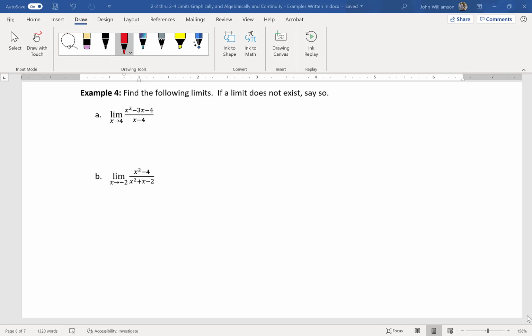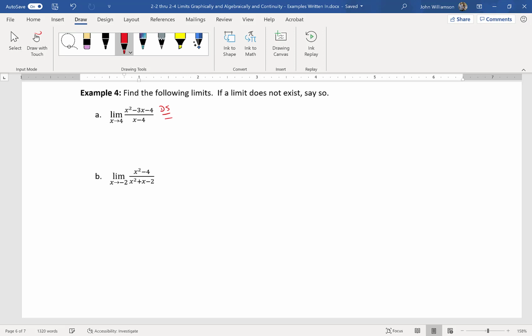Okay, so now let's look at some more examples finding limits. So as always, the first thing we want to do is try to direct substitute into the limit. So if I'm trying to find the limit as x is approaching 4 of x squared minus 3x minus 4 over x minus 4, the first thing I want to do is direct substitute.